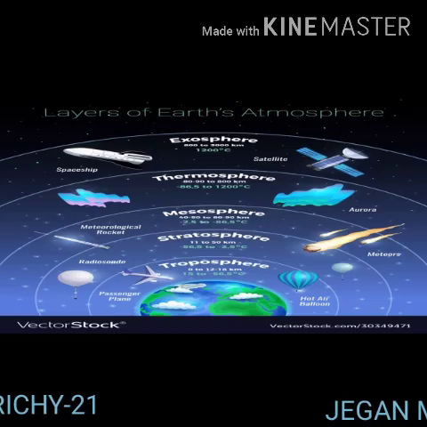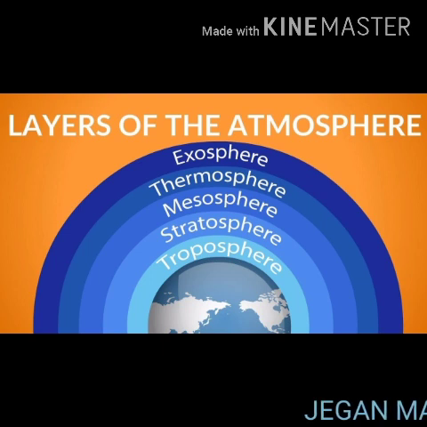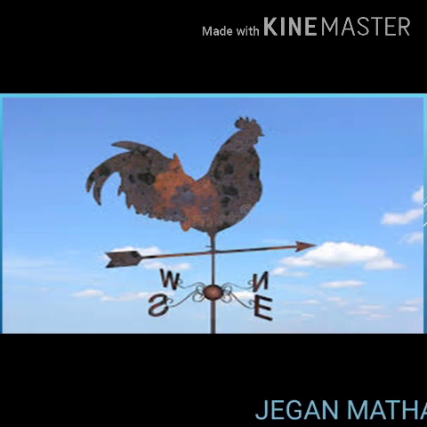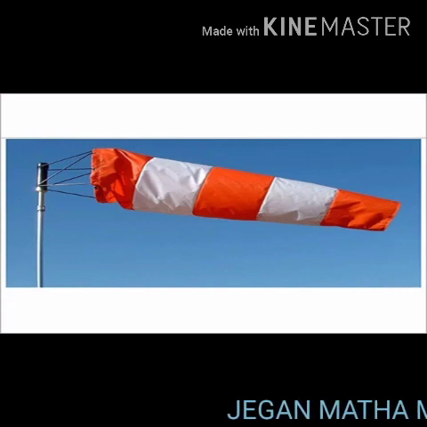Aircraft usually fly above this layer to avoid strong winds and bad weather. The stratosphere lies above the troposphere. This layer has the ozone layer in it. The ozone layer protects all life on earth from the harmful ultraviolet rays of the sun. A weathercock shows the direction in which the air is moving at a particular place. You can also make a wind sock to find the direction of the wind.